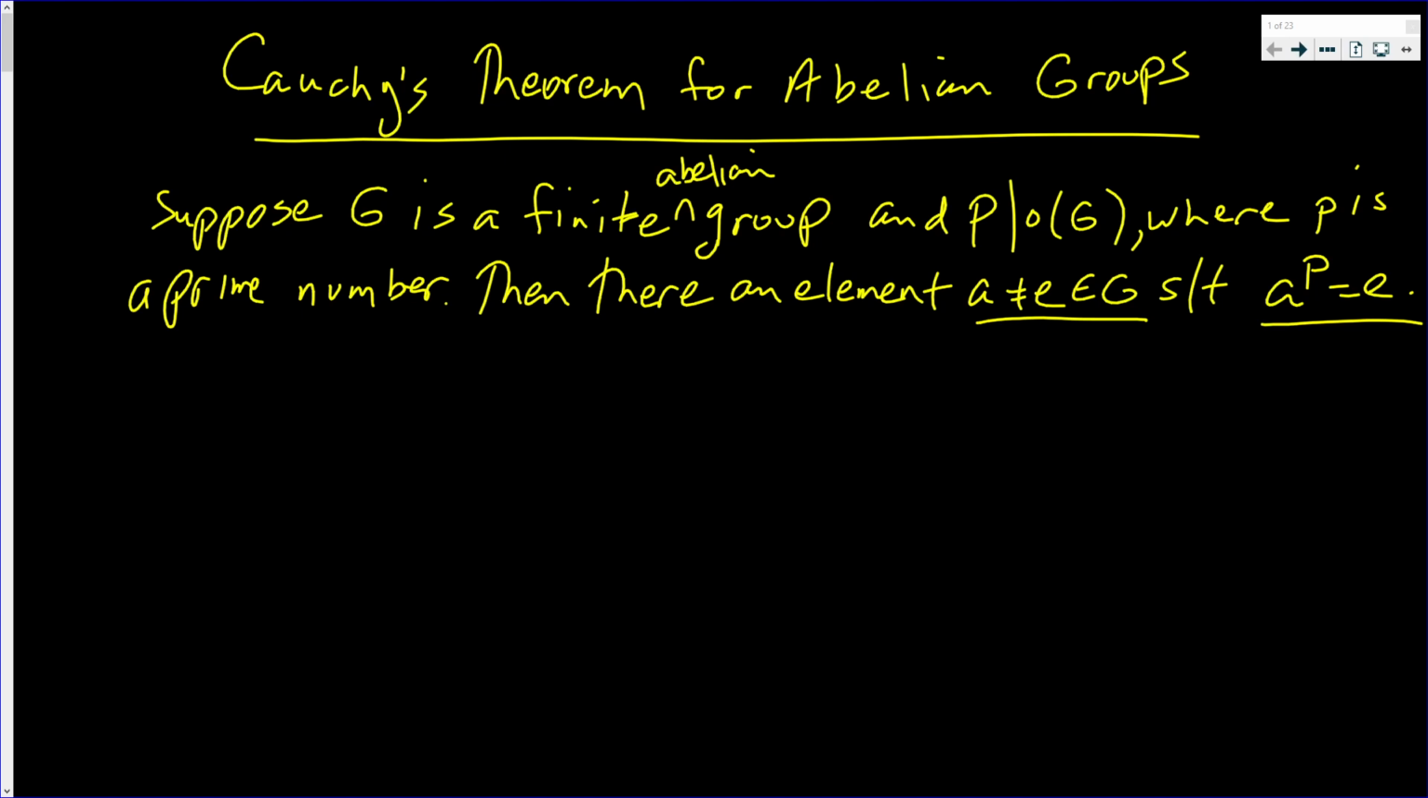G must be finite, it must be abelian, and p must divide the order of the group. Then I guarantee you there's a non-identity element in G, in this case a, such that when you raise it to the pth power, you get e back. You get back the identity.